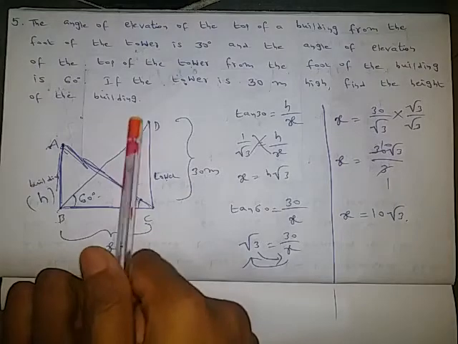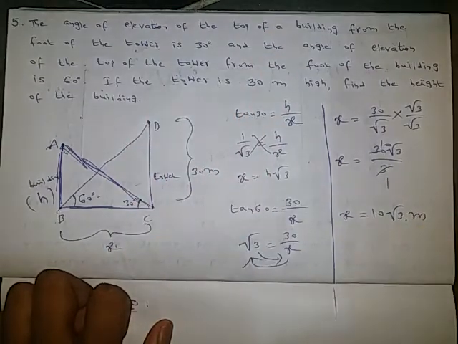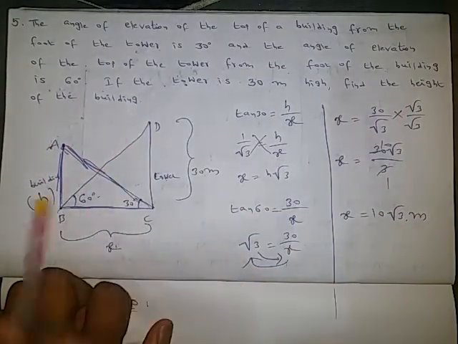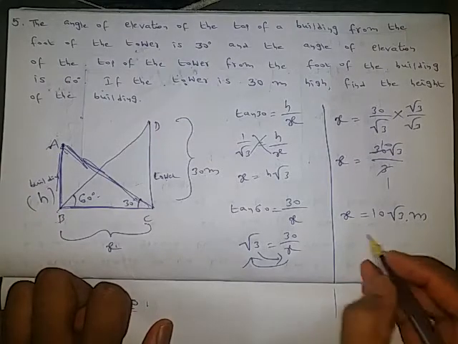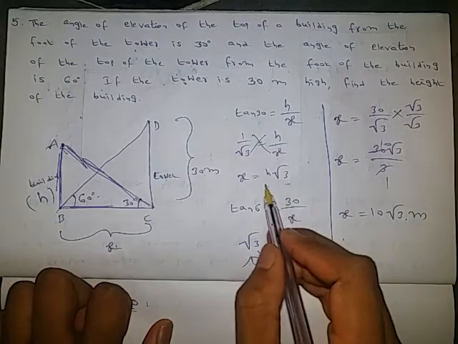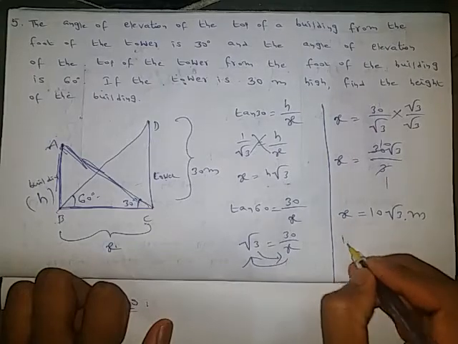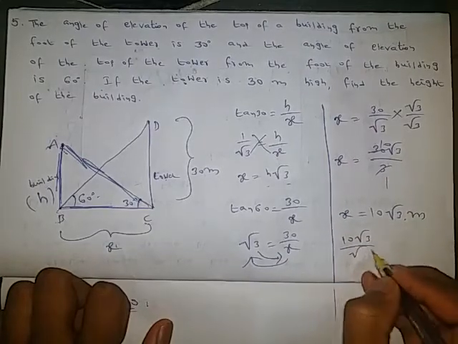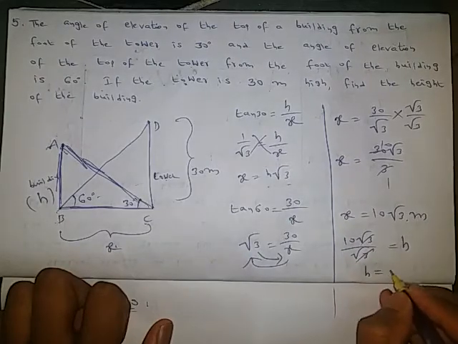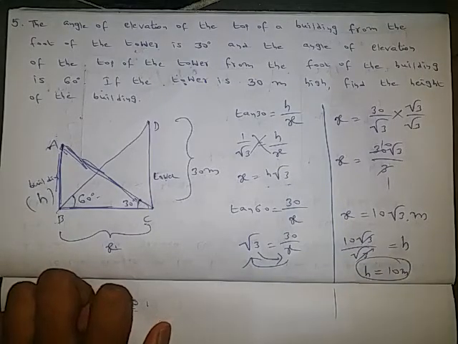All the measurements are in meters, so this is also in meters. Then what exactly is being asked? Find the height of the building. So h we need to get. x is equal to h root 3. So now we want the h value. Take root 3 that side, we will get x by root 3. x is nothing but 10 root 3, again divided by root 3, which is nothing but h. Root 3 cancels. So the height of the building is 10 meters.